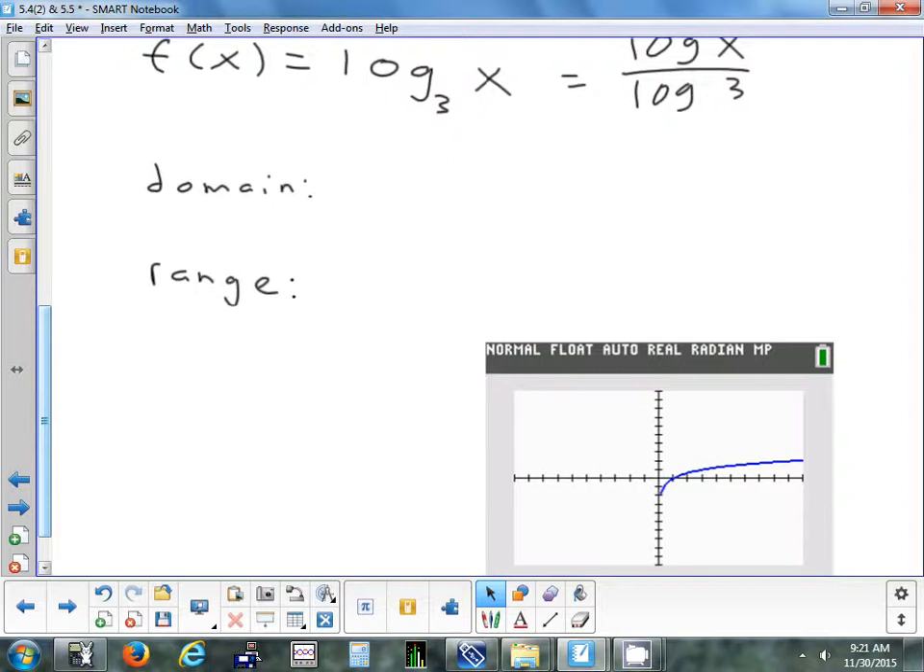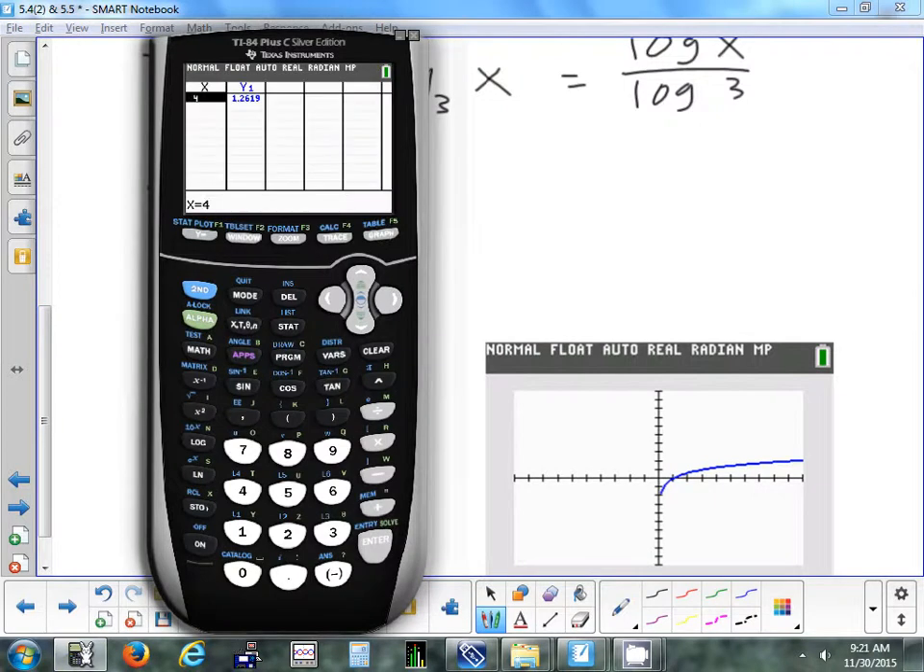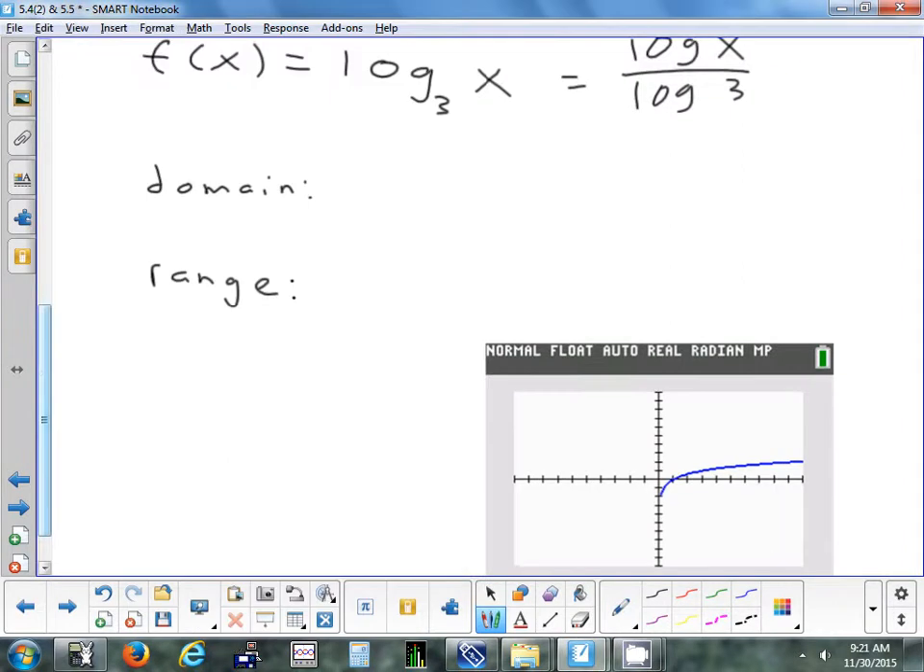All right, so domain. Let's look at how far left and right this graph goes. Okay, where does it look like this graph starts? Like the farthest left that it goes? 0. 0? Let's just see if we can actually use 0. Let's try it. Can we use 0? No. So it's everything greater than 0 up to infinity. It just keeps going.